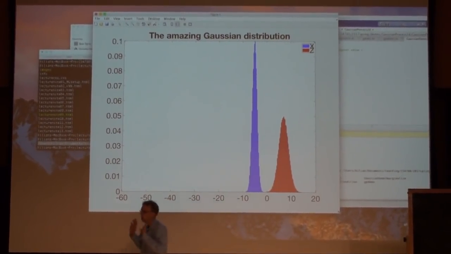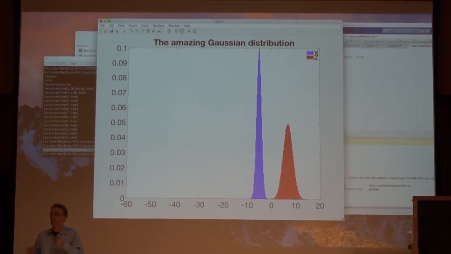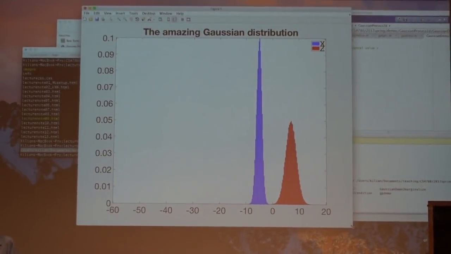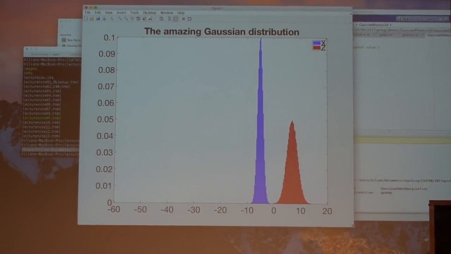Now I want to look at two new distributions. The first one is x plus z, and the second one is x times z. Where do you think these two will lie? Maybe I give you a minute to discuss it with your neighbor, and think about where x plus z will be, and where x times z will be.